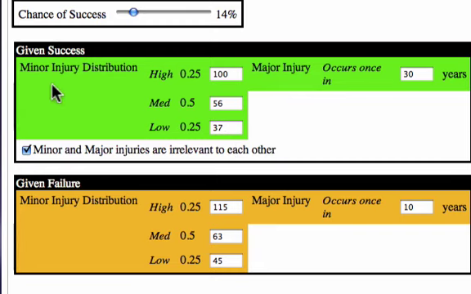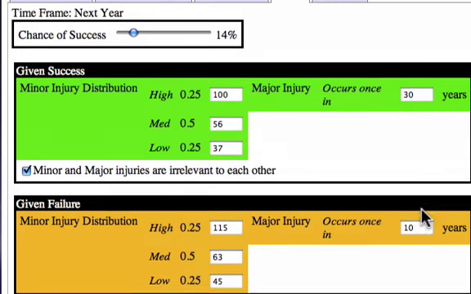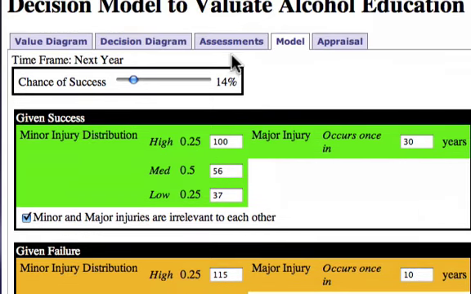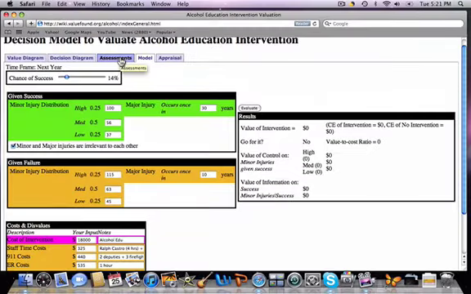So here you can see that the minor injury distribution given success is 100 for high, 56 for medium, and 37 for low. And if the intervention is not a success, then these numbers jump up to 115, 63, and 45. Similarly, the major injury also jumps up. In fact, it gets worse if you fail. So we'll see major injuries sooner, once in 10 years, versus later, once in 30 years. So that's the picture of success.